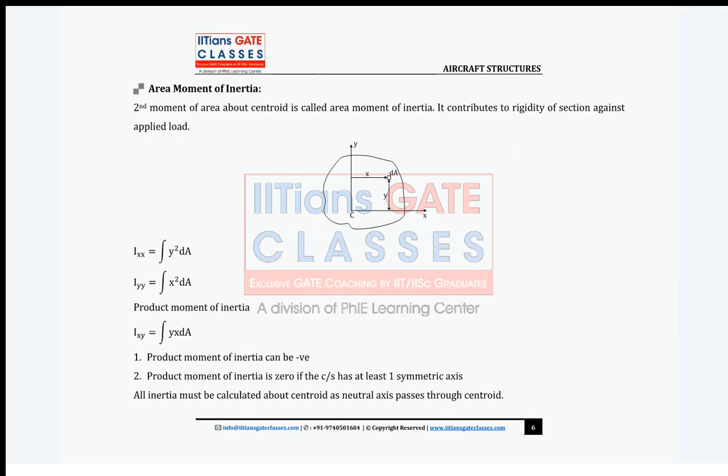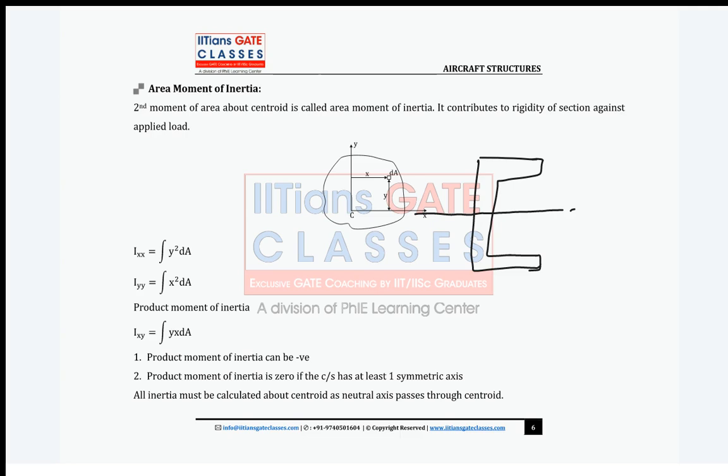Suppose you take a T section. Guys, tell me, is it symmetric? At least one symmetry is there, right? About which axis? About y axis, right? So product moment of inertia will be 0. If you take a C section, guys, now tell me, is it symmetric? And it is symmetric about what? It is symmetric about x axis. So again, in this case also, your product moment of inertia will be 0.